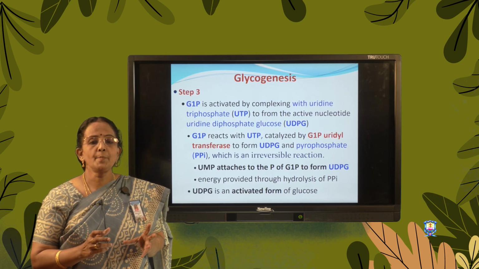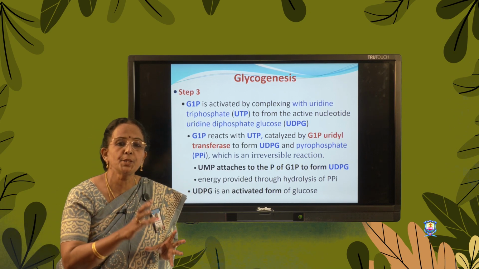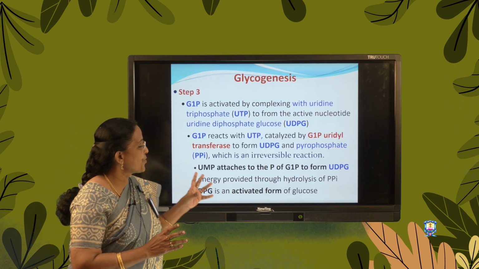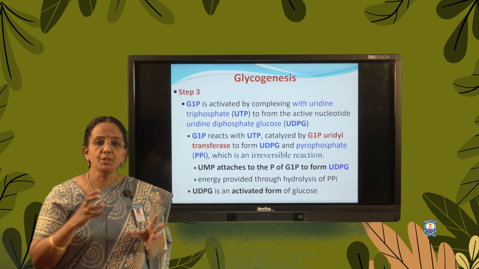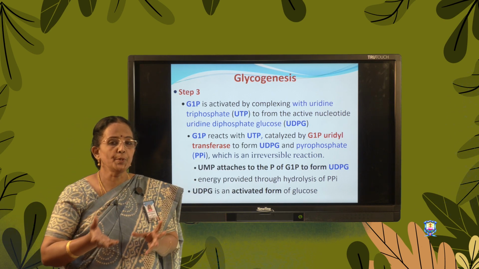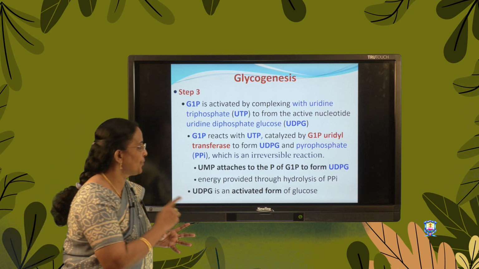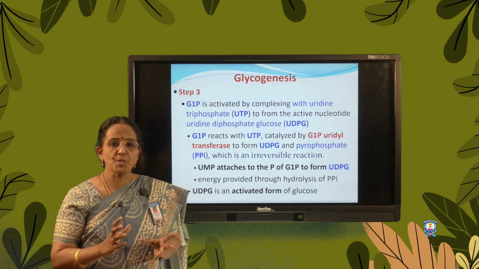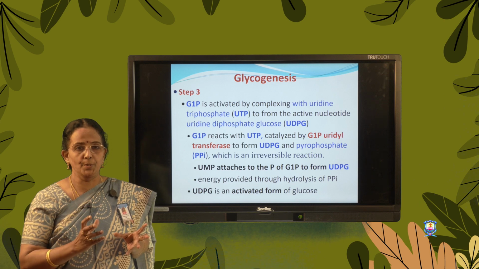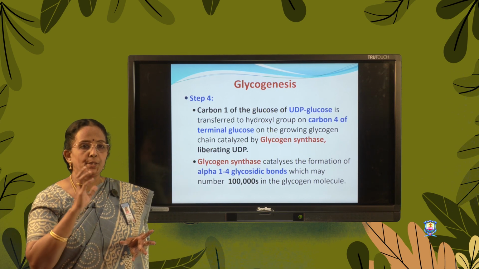Now the third step is the step in which the active form of glucose, the form in which glucose is incorporated into the glycogen molecule, that is UDP glucose, is synthesized. Here the glucose 1-phosphate is activated by complexing with UTP. From UTP, UMP is transferred to glucose 1-phosphate and UDP glucose is synthesized, plus inorganic pyrophosphate is liberated. This inorganic pyrophosphate is acted upon by the enzyme pyrophosphatase, and the hydrolysis of this PPi gives the energy for the synthesis of UDP glucose. And UDP glucose is the activated form of glucose, the form in which it is incorporated into the glycogen.